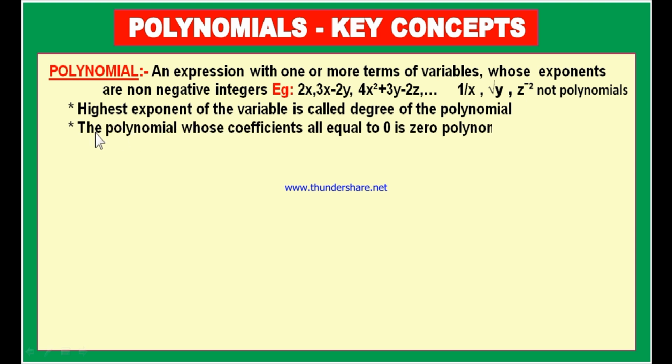Okay. Next point: a polynomial whose coefficients are all equal to 0 is called a zero polynomial.